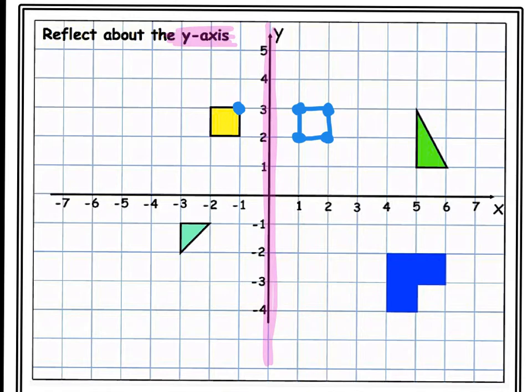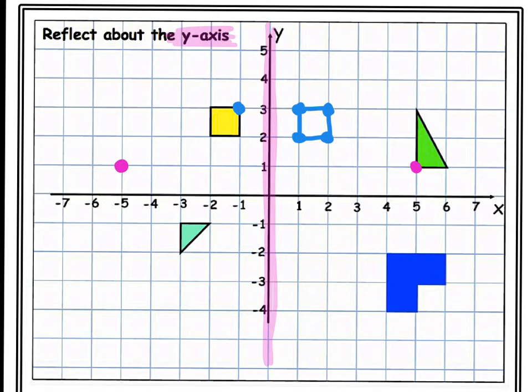Now let's work with our lime green triangle that we have over here, and we're going to reflect this figure over the y-axis. Now what I notice is that this figure is to the right of the y-axis, so if I reflect it, it's going to end up over here on the left-hand side. So let's start with this point down in the bottom corner here. That point is 5 units to the right, so I'm going to go 5 units to the left as well. So my point is going to end up right here at -5.